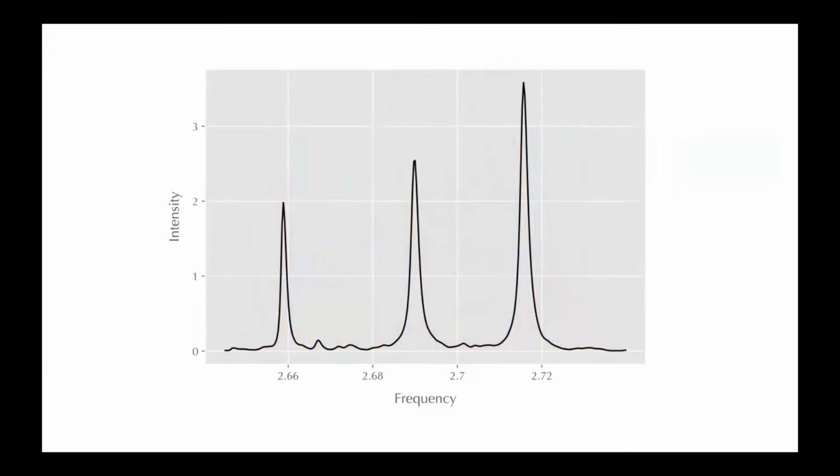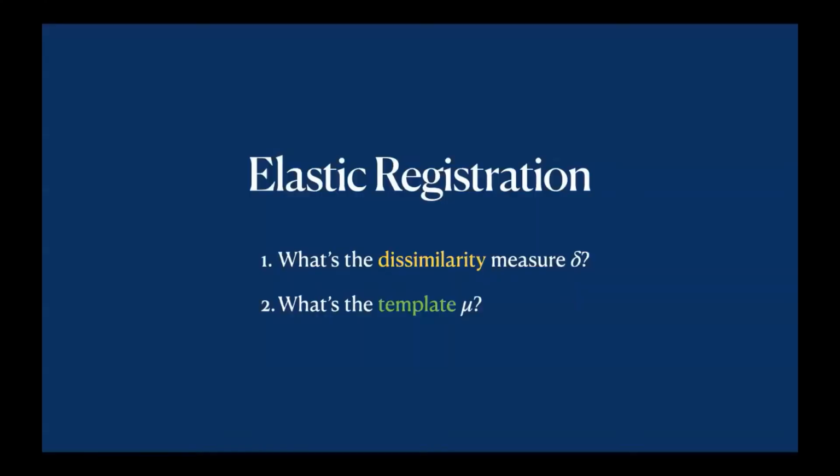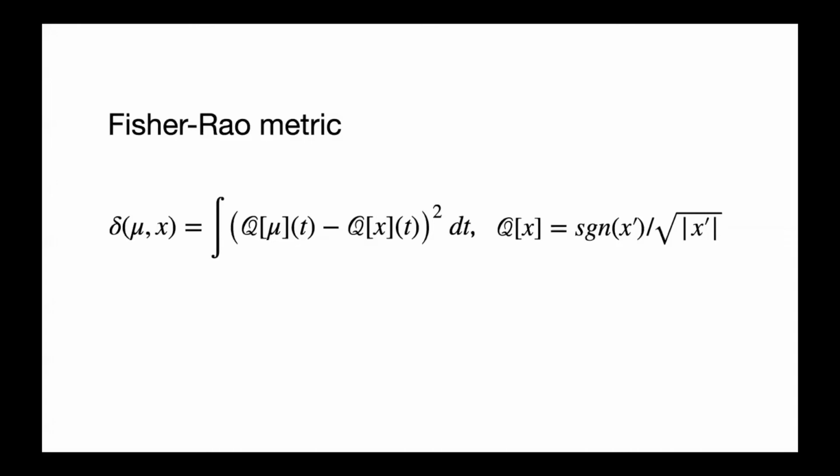Now, there's many different methods of registration, but the particular method that I looked at during my honors project is known as elastic registration. And this first appeared in a paper written 11 years ago by authors Srivastava and Steve Marron. Now, to describe this registration method, we need to know two things. What's the dissimilarity measure and what's the template? So the dissimilarity measure is known as the Fisher-Rao metric, and it's given by this equation on the left.